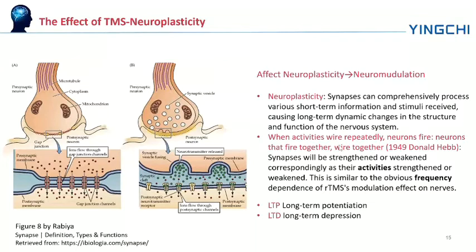So when activities fire rapidly, neurons that fire together wire together. The synapse will be strengthened or weakened correspondingly as their activity is strengthened or weakened. This is similar to the obvious frequency dependence of the rTMS modulation effect on nerves.